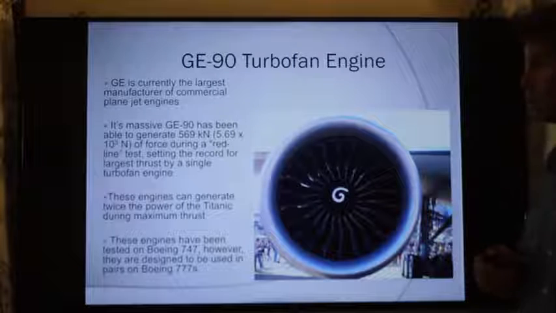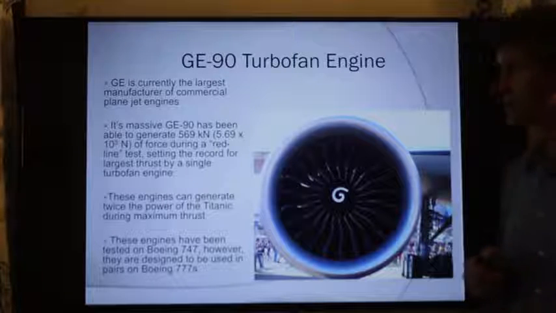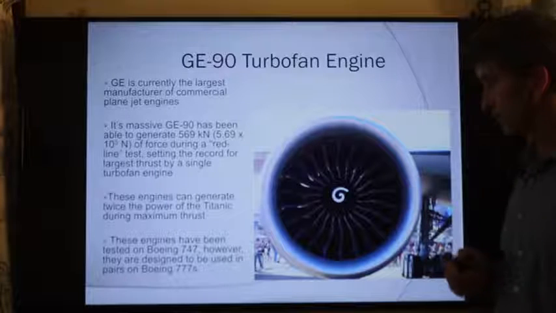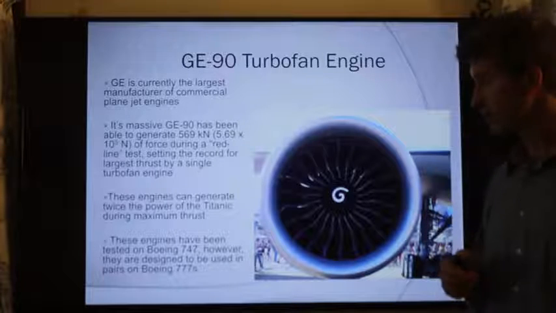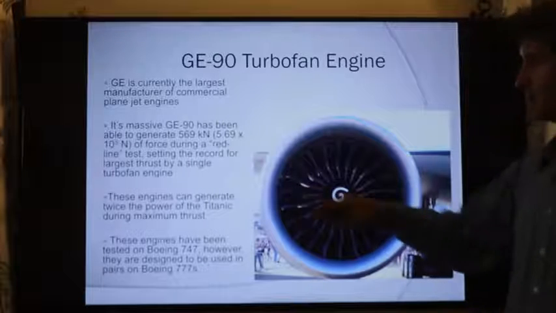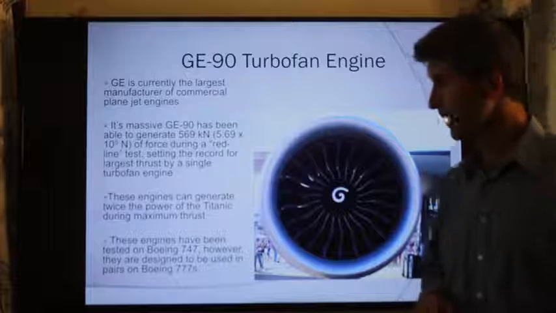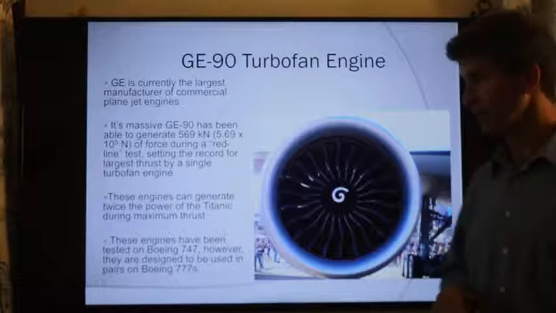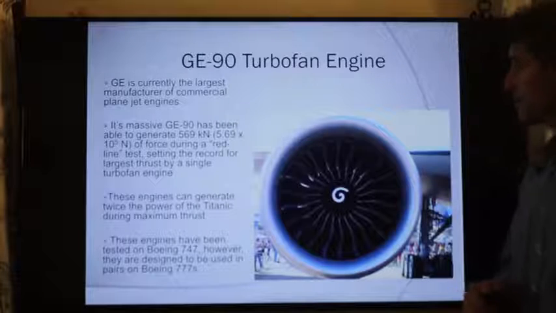This generates over 500,000 newtons of force. So with two, you get about 1,000,000 newtons of forward force when these are in full operation. And just to put things in perspective, these engines can generate about twice the power each of all the engines on the Titanic during its maximum thrust.